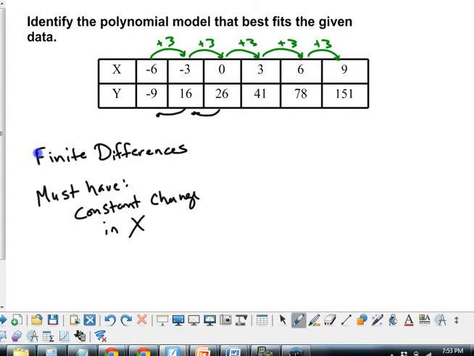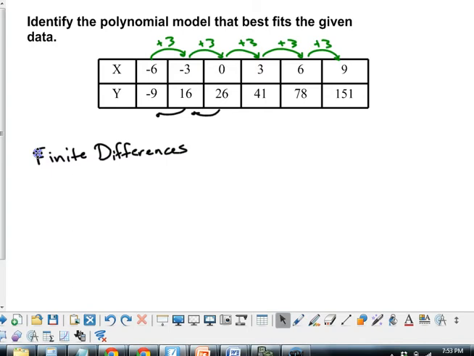But anyway, let's quick review. We'll go through how to do finite differences, and we'll look at this specific problem so we can identify what degree polynomial best fits this. We'll start off with the first differences. The first differences are going to be gotten from the original data, 16 minus -9. That would be 25. 26 minus 16 is 10.